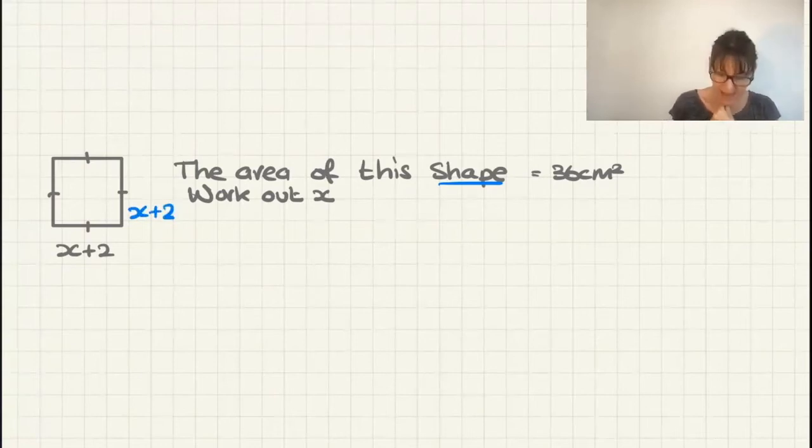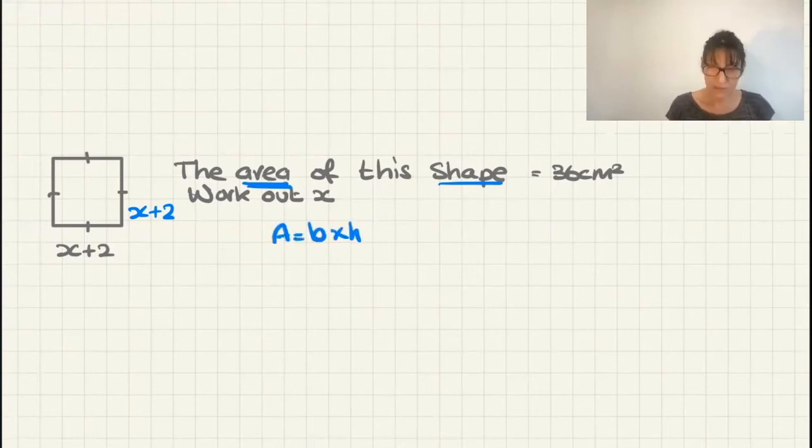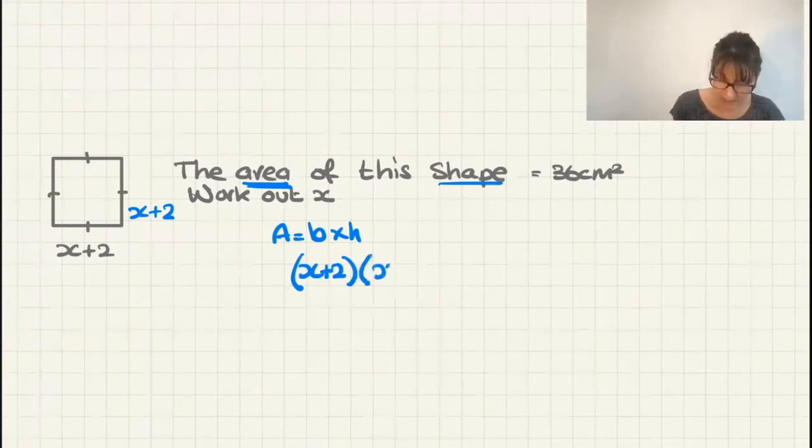I know the area of a rectangle or a square is base times height. That's not going to change here. The only difference is I don't have the base and the height as an actual number. I have them as a piece of algebra, so I am going to have to use that. I've got the base of x plus 2, and all of that, in brackets, is going to be multiplied by x plus 2. Now remember, a piece of algebra is a number. It's just a number I don't know yet.